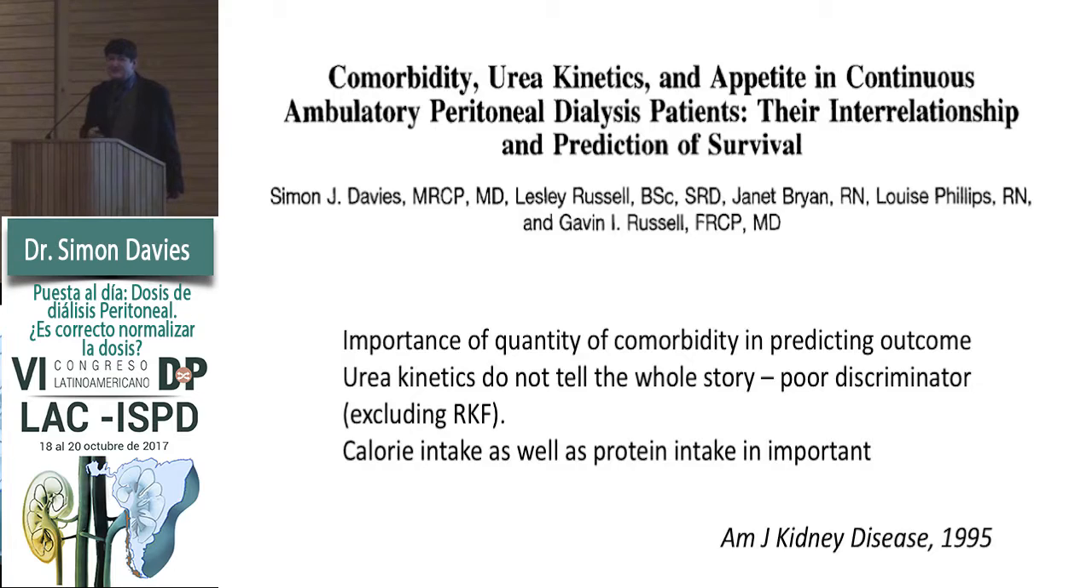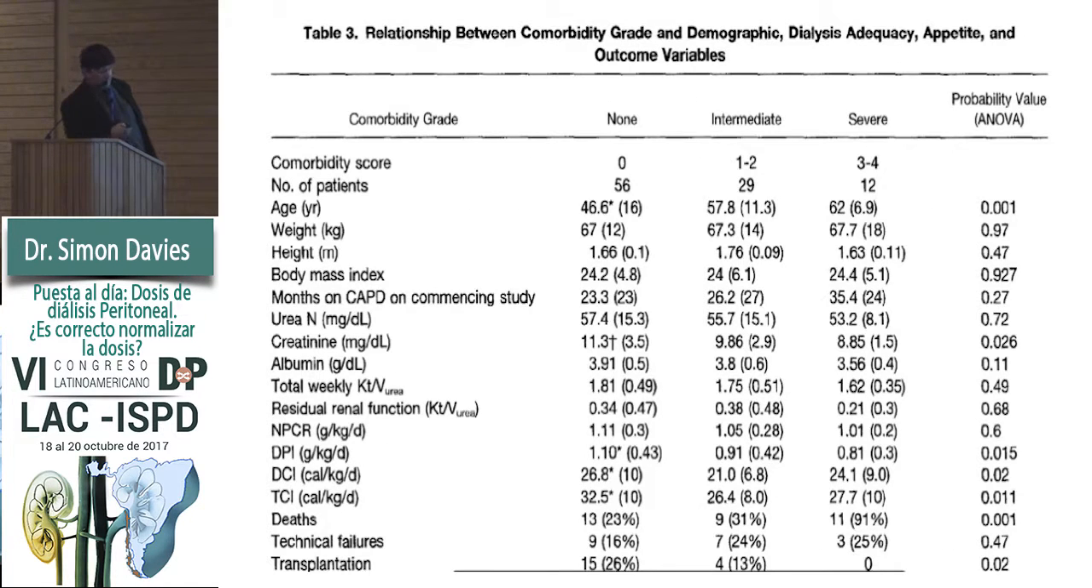It found, of course, as we all now accept generally, that by far the most important predictor of survival on dialysis is comorbidity and age. That's the first important thing it showed. Secondly, it shows you that the urea kinetics really were not very good discriminators of those patients who would survive or not. There were much better discriminators in the study. So I'm just going to show you some of that data now.